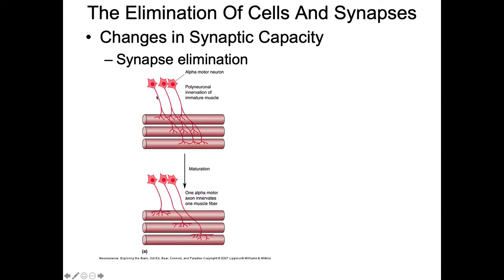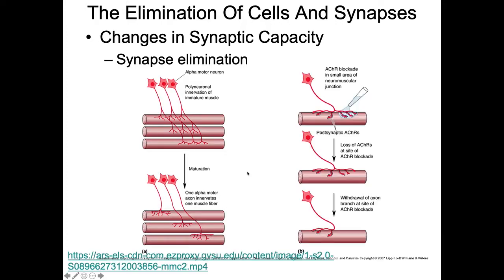So here we have an alpha motor neuron that's innervating multiple different muscle cells. This is polyneuronal innervation of these immature muscles. Then what happens over time as maturation occurs is that these neurons pick one particular muscle fiber. They have multiple connections, but just one particular muscle fiber that it actually innervates. So one neuron innervates one particular muscle fiber.